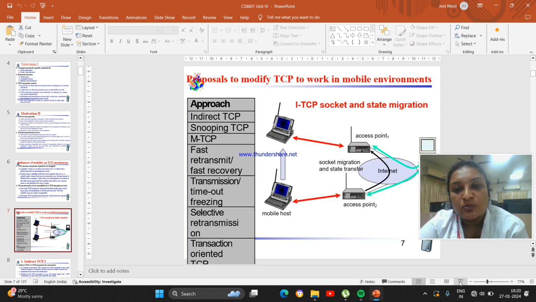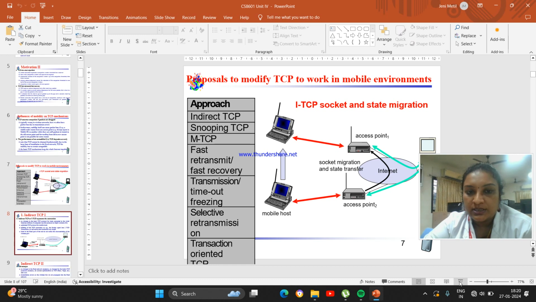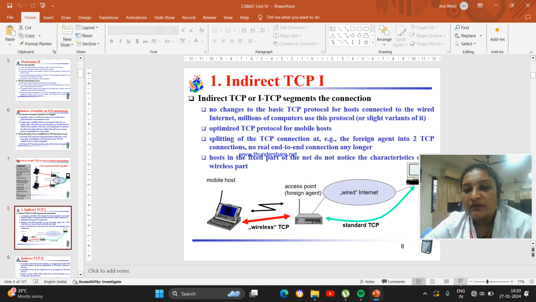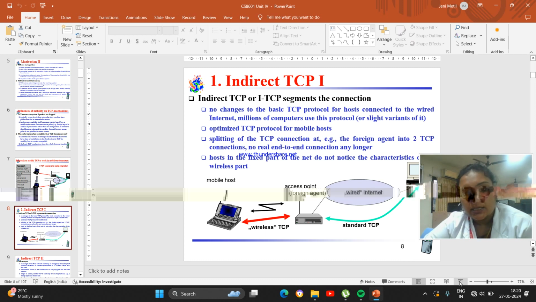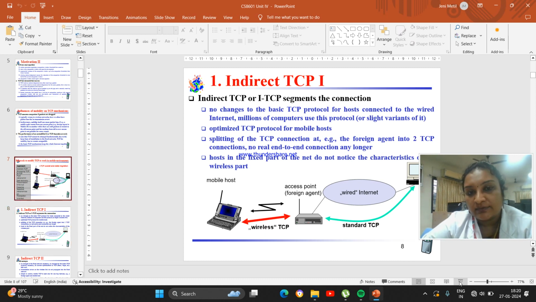Then proposals to modify TCP to work in the mobile environment. Here we are going to look at some of the approaches: indirect TCP, snooping TCP, mobile TCP, fast retransmit/fast recovery, transmission/timeout freezing, selective retransmission, and transaction-oriented TCP. In indirect TCP, we are going to segment the connection. There are no changes to the basic TCP protocol for the hosts connected to the wired network. Then you optimize the TCP protocol for the mobile host, splitting the TCP connection into wired and wireless parts.